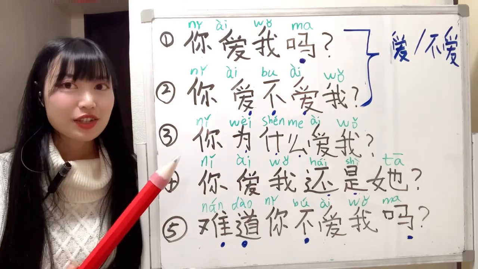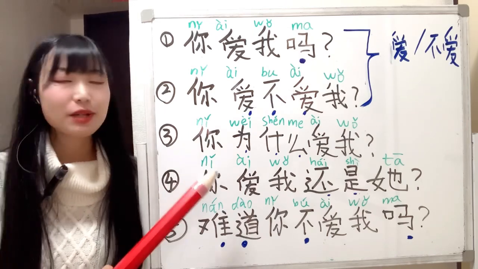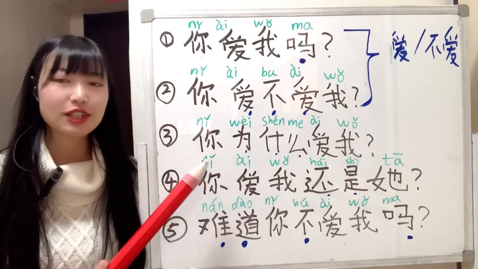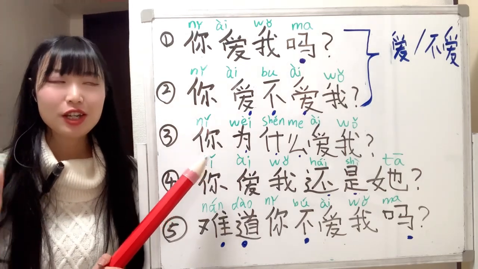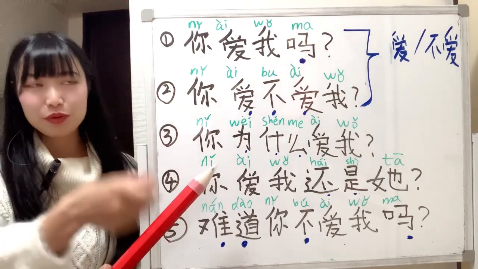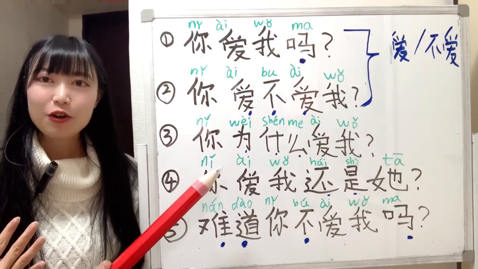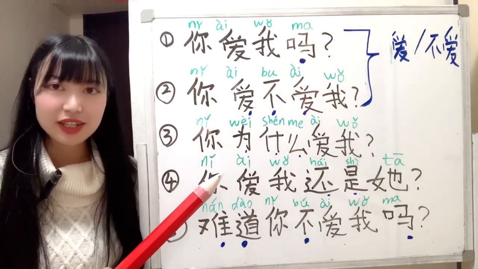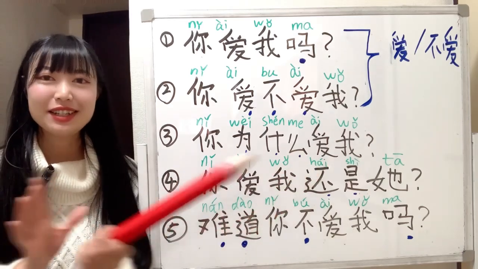Okay, so the specific question pattern is similar to English. You just need to put the question word into the sentence. But remember, it's not like English. In English, you will change the order, like why do you love me? You put why at the beginning of a sentence. But in Chinese, it all depends. The most important thing is you have to keep SVO, this order. Okay.